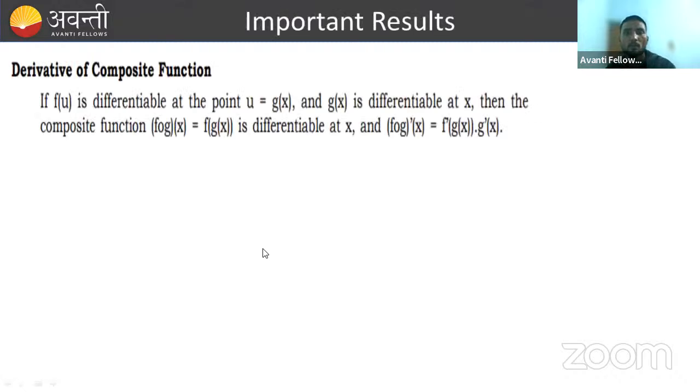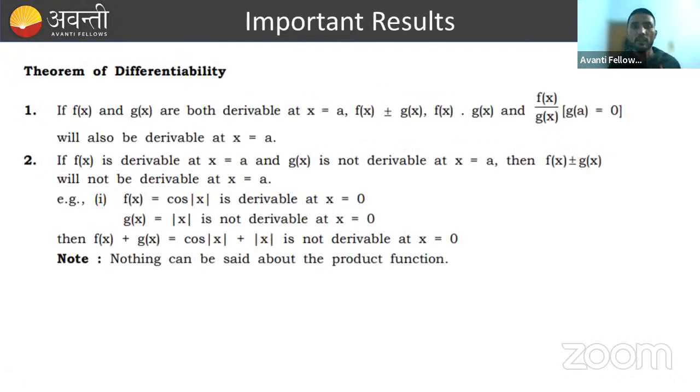Okay, so we can also see derivative of composite function. If there are two functions differentiable at any point, and we take the composite function, f of g of x or g of f of x, it will be differentiable at that point too. So these are some theorems of differentiability. If two functions are differentiable at any point, then addition, subtraction, multiplication, or division of both the functions will always be differentiable.